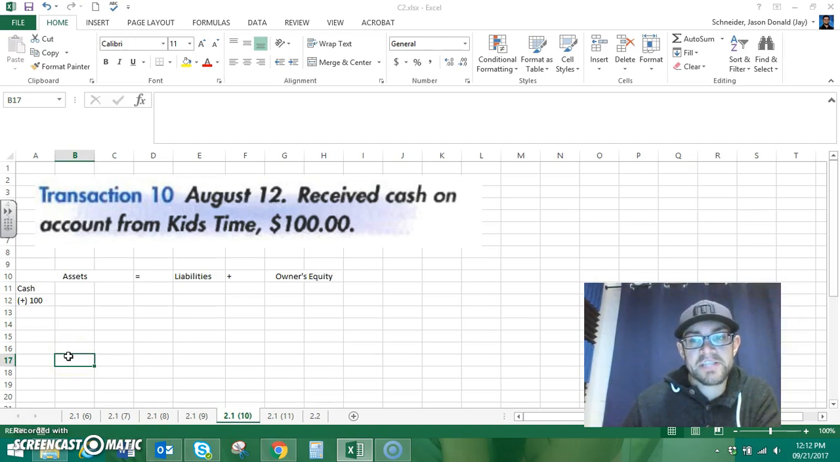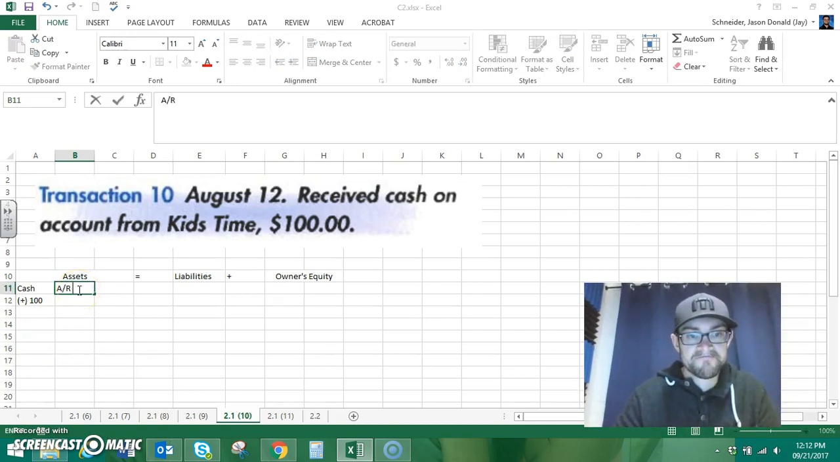Now from transaction 7, we learned about accounts receivable, right? Which is companies that owe us money. We've sold them something, services, goods, but they owe us money and need to pay us. Well, Kids Time was in our accounts receivable. So I called it AR Kids Time.